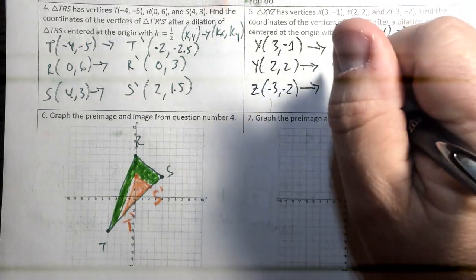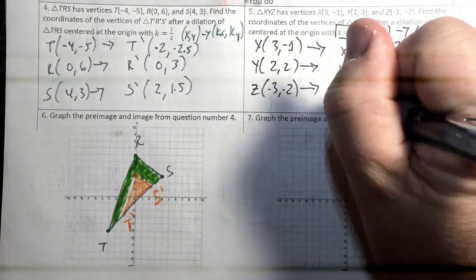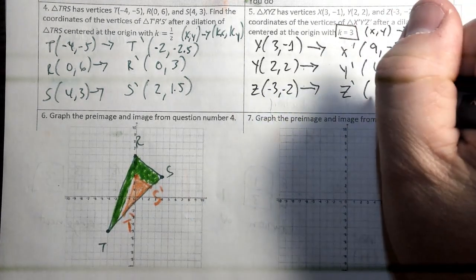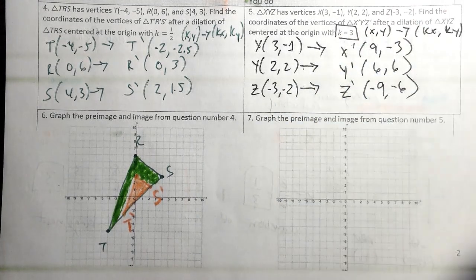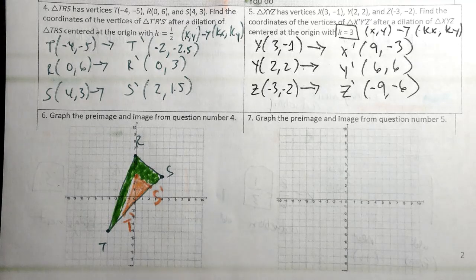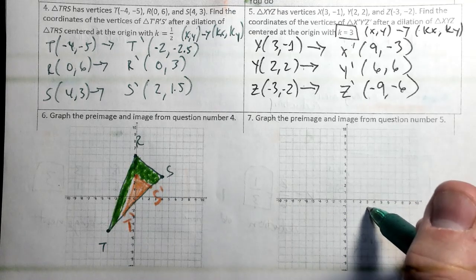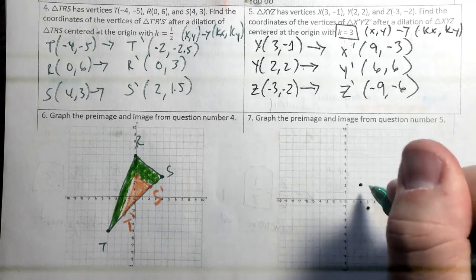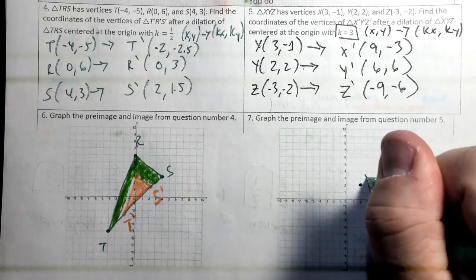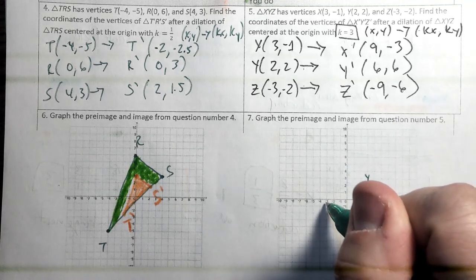Y prime: 2 times 3 is 6, 2 times 3 is 6. Z prime: -3 times 3 is -9, -2 times 3 is -6. So let's see what we got here. X is (3, -1), Y is (2, 2), and then Z is (-3, -2).